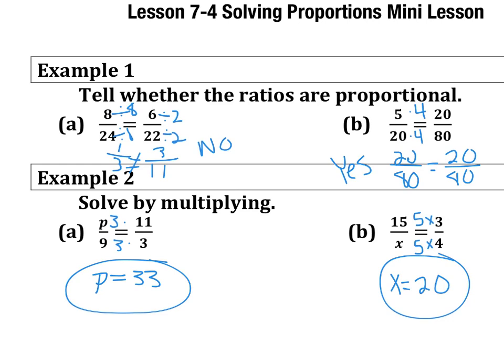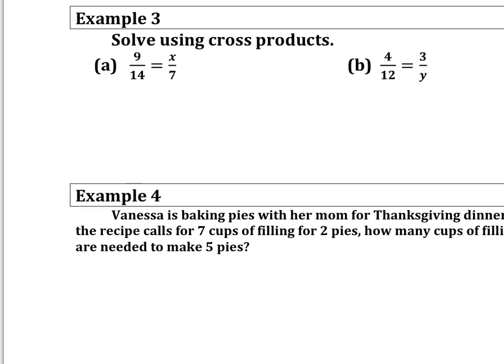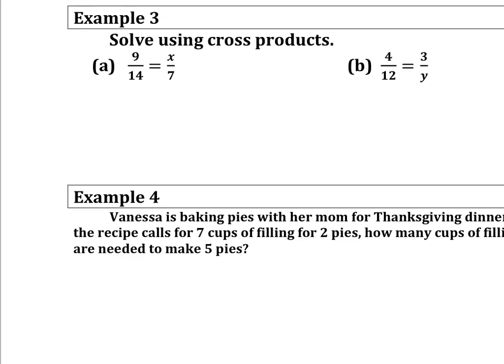So if we take a look down at example 3, we're going to look at another method that could be used here, and that's called cross products. Anytime we have two ratios that are considered to be equivalent to one another, a pretty cool feature is that if we find the product of the diagonal values, they will be equal to the product of the other set of diagonal values. So their cross products are equivalent. That property allows us to solve this in a completely different way.